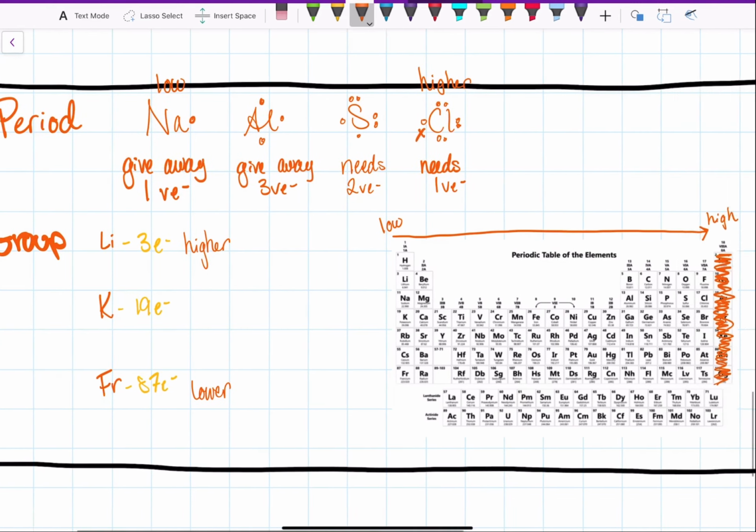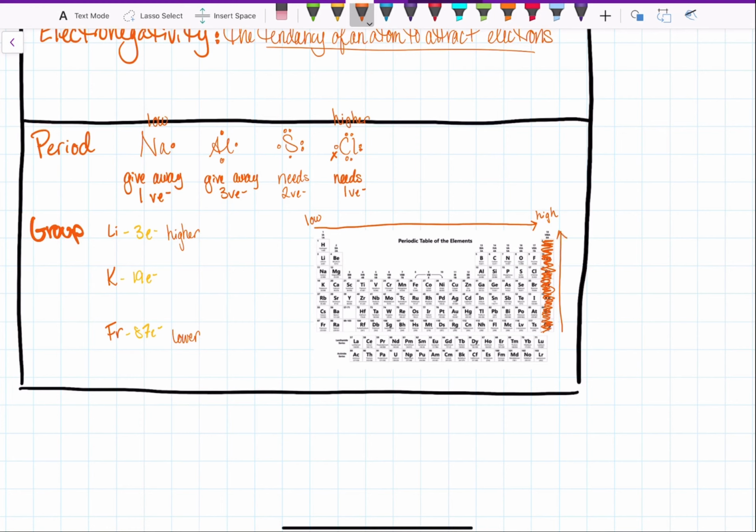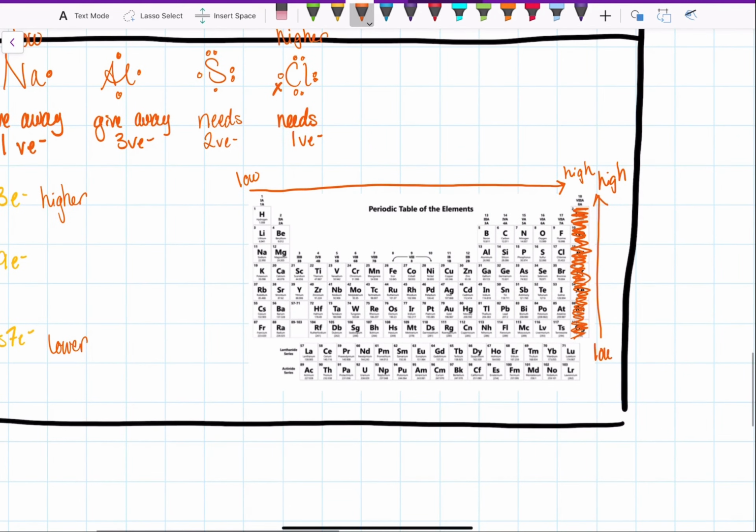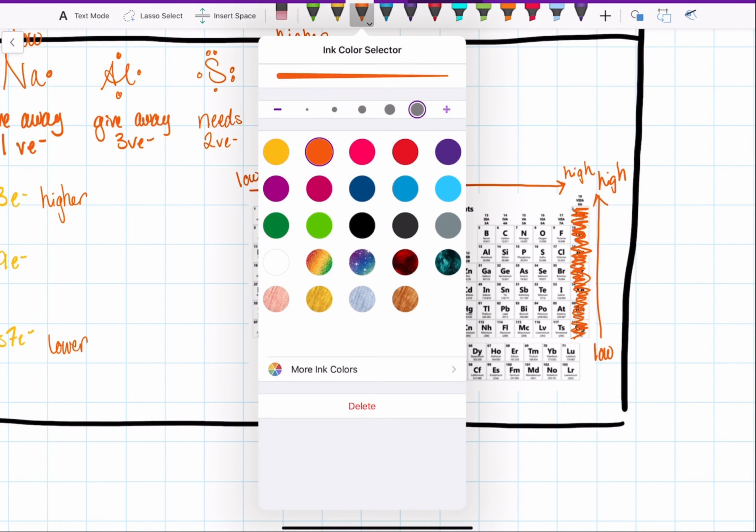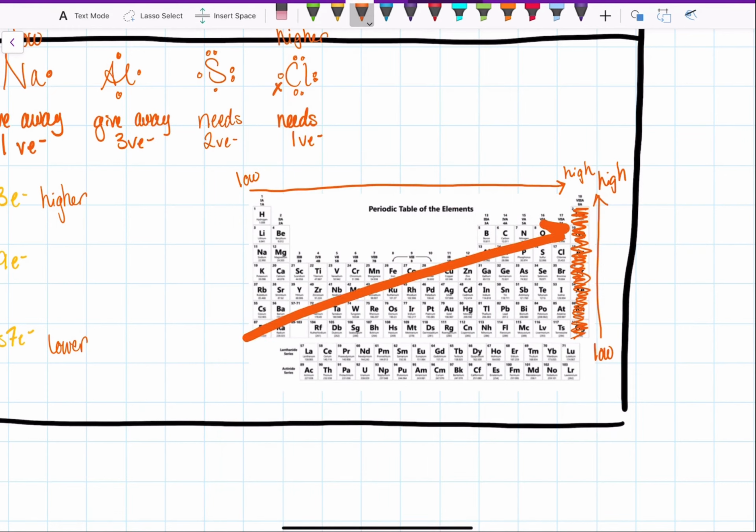So let's map this. We know as we go up a group, and granted we did the group over here, but we'll draw it on the other side because it'll be the same. It's higher at the top of the group and it's lower at the bottom. So now to draw an overall arrow, let's put our period and group trend together. Our overall arrow is going to start at francium and point up towards fluorine, where we have an overall low electronegativity here and a high electronegativity over there. So our lowest electronegative element would be francium. Our highest electronegative element would be fluorine.